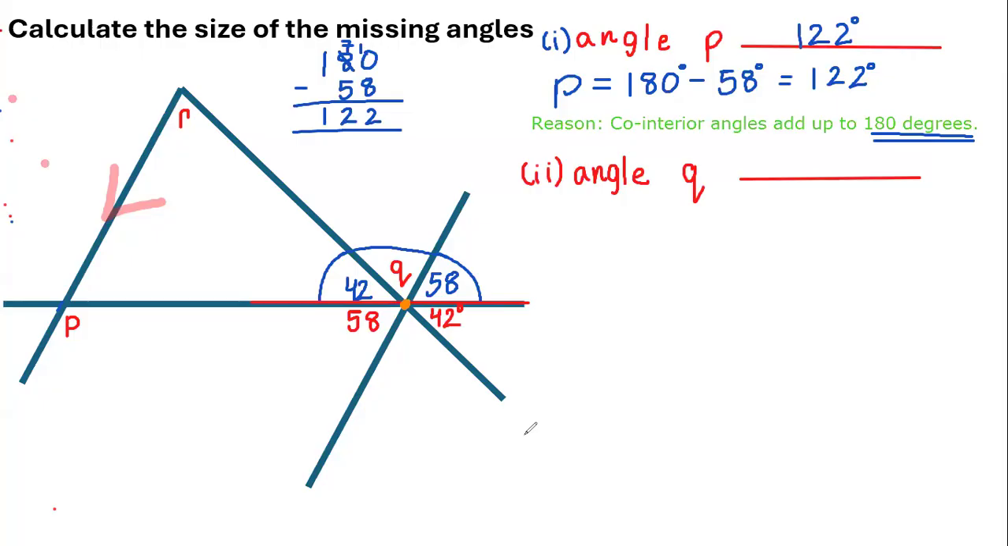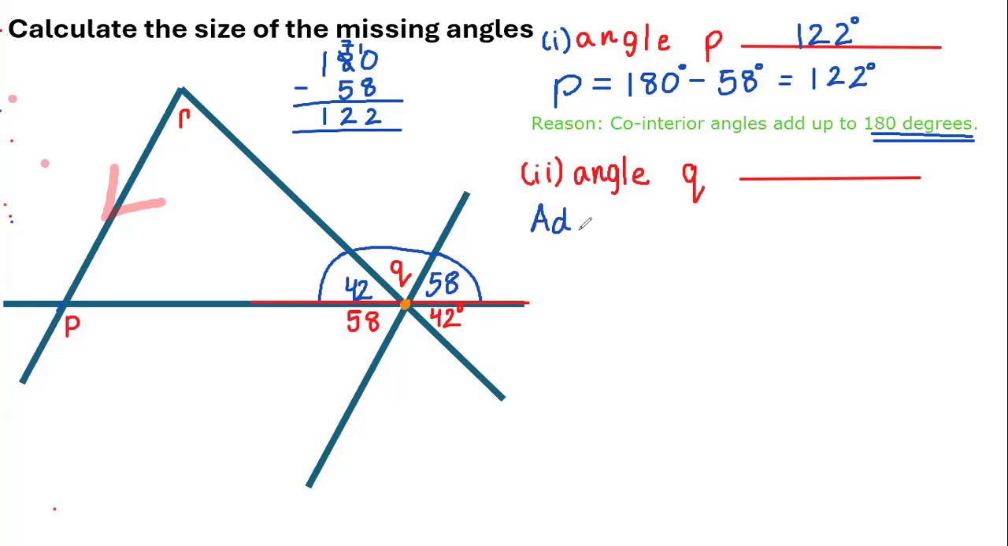All right, angle Q. So all we need to do is add 42 and 58. That gives you 100. Let's go ahead and add them. The reason is because angles on a straight line at a common point add up to 180 degrees.